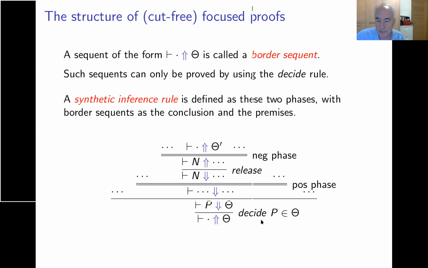And we know certain other things, that if this formula P is say a geometric formula, for example, a Horn clause, then the synthetic inference rules only involve atomic formulas. We can make these kinds of restrictions.